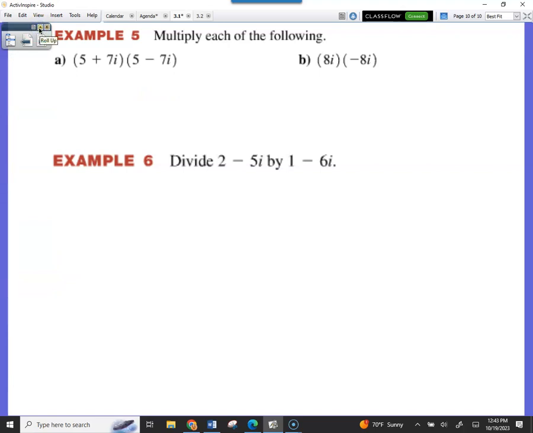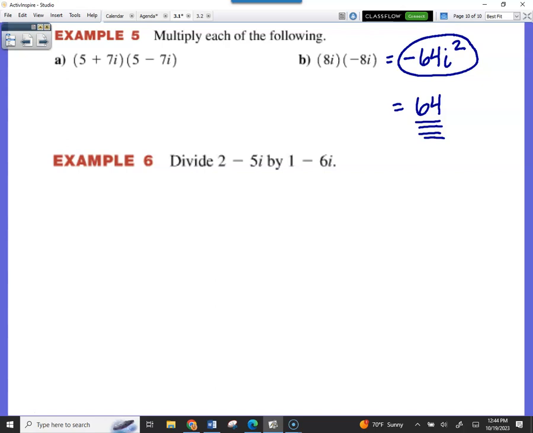Multiply each of the following. Okay, let's start with this one. We'll go to B first. 8i times -8i would be what? i squared. Okay, and we've been practicing circle the i squared, the number, and the sign, and change it, right? So while that's circled, 64 is the answer, because i squared becomes -1 and then you multiply by the -64.